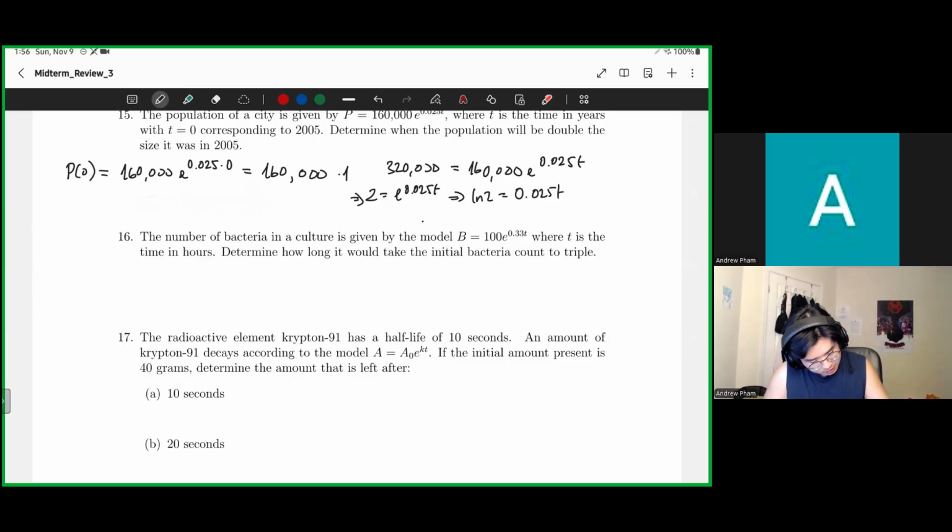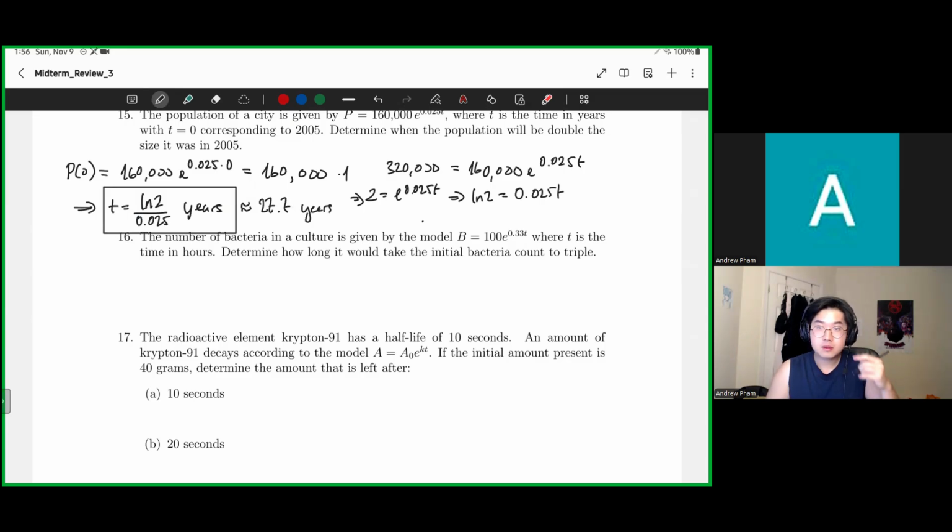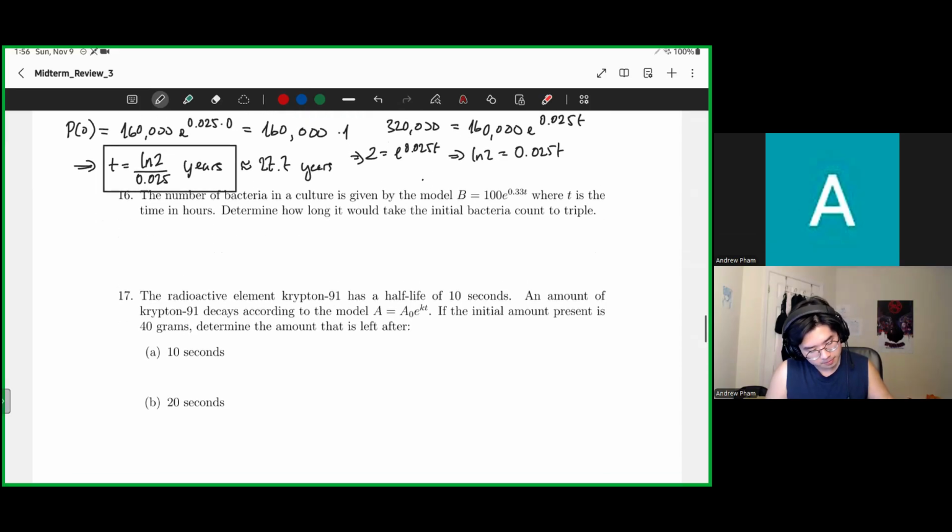0.025t. So then your t value is simply going to be ln2 over 0.025 years. And if you were curious, if you put this into a calculator, this is approximately 27.7 years. As so. Okay.